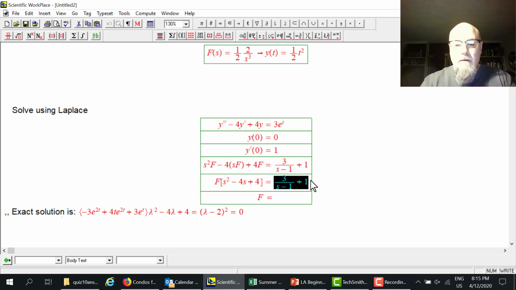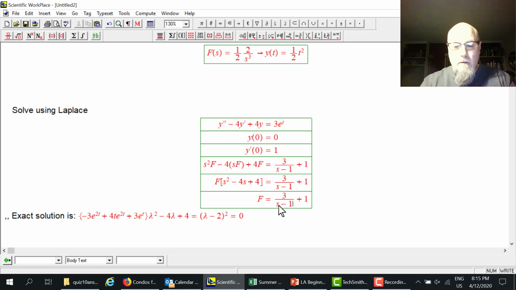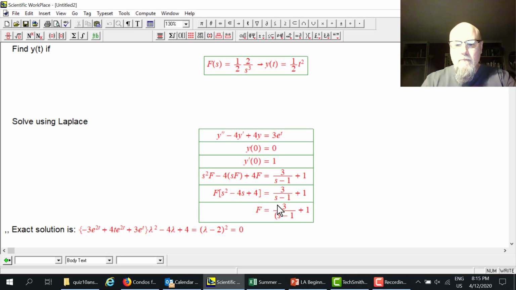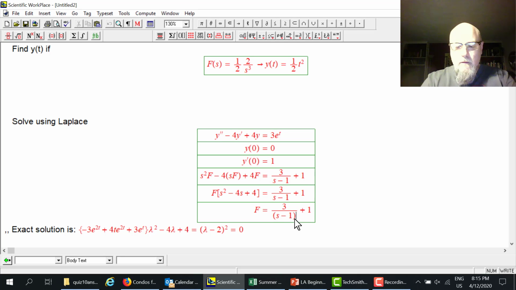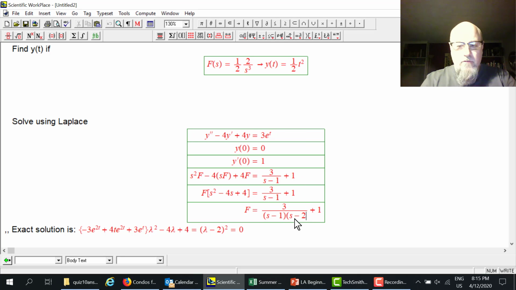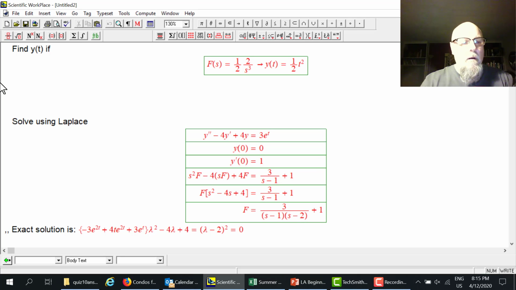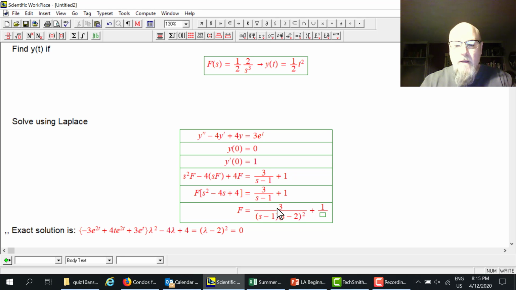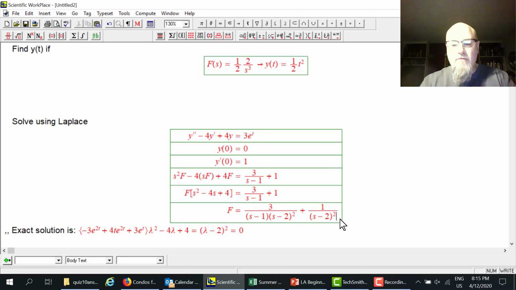So I'm getting times s minus 2 all squared. And this one also gets divided by s minus 2 squared. So now I've solved for f.